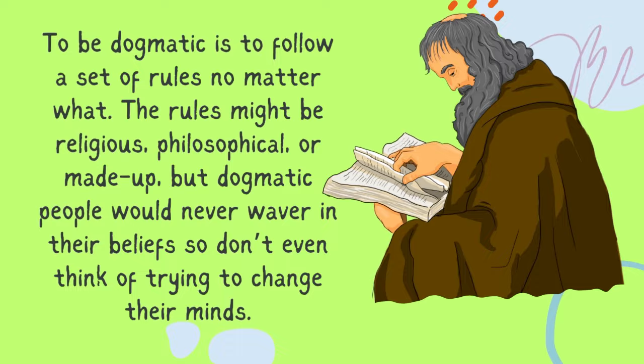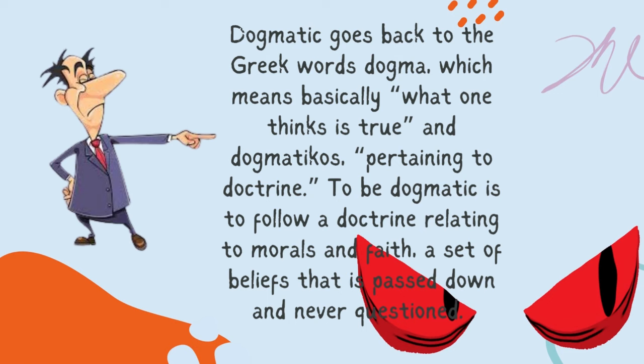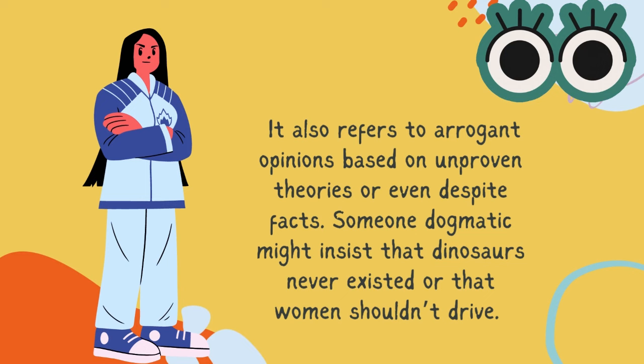Dogmatic goes back to the Greek words dogma, which means basically what one thinks is true, and dogmaticos, pertaining to doctrine. To be dogmatic is to follow a doctrine relating to morals and faith, a set of beliefs that is passed down and never questioned. It also refers to arrogant opinions based on unproven theories or even despite facts. Someone dogmatic might insist that dinosaurs never existed or that women shouldn't drive.